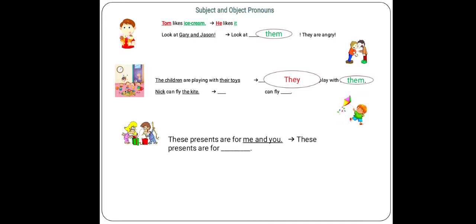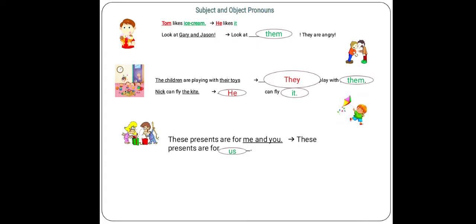Nick can fly the kite. So Nick becomes he because it's third person masculine, and it's singular. Can fly the kite. The kite is an object. It's an object and it's something singular. So it. So he can fly it. Next, so here is the picture of the kite.